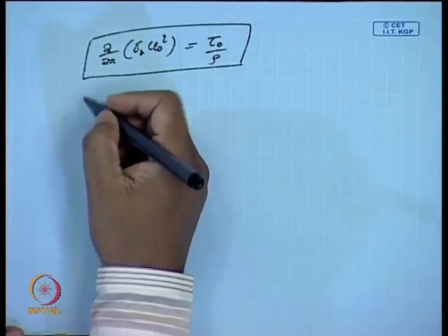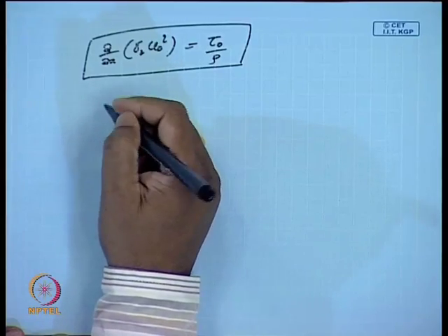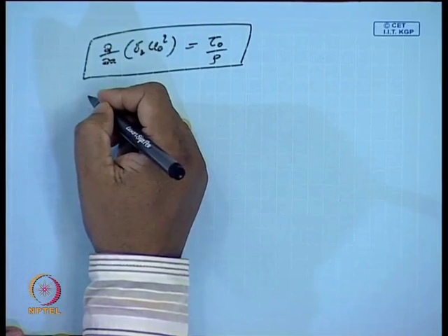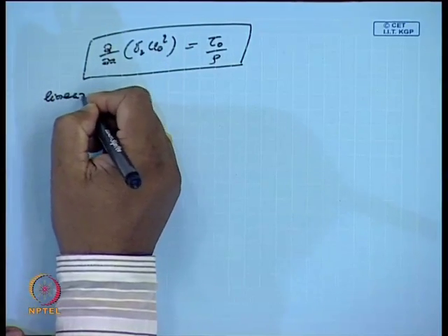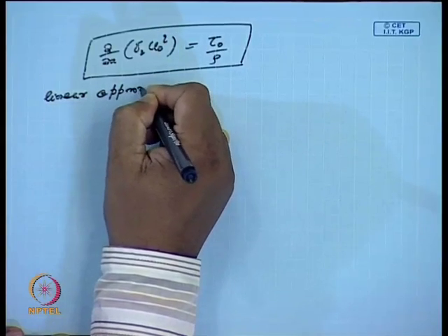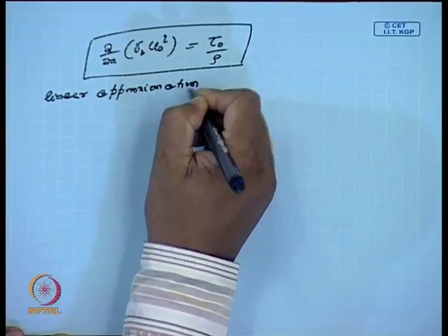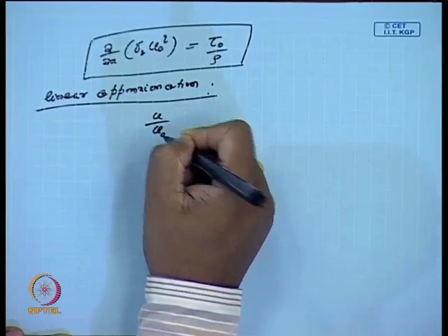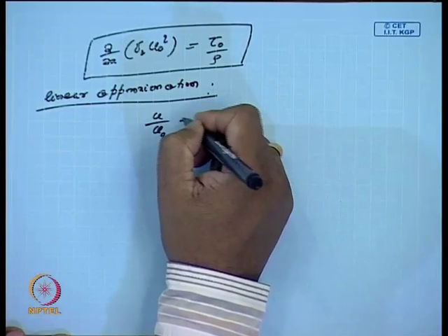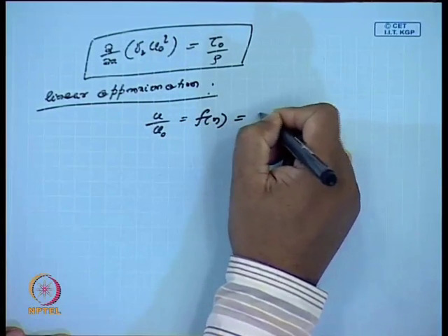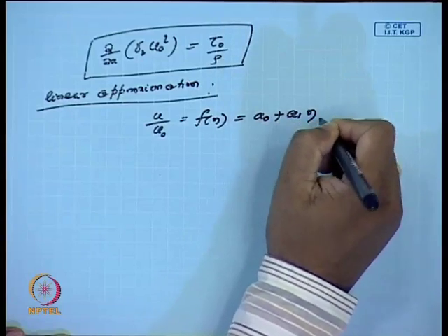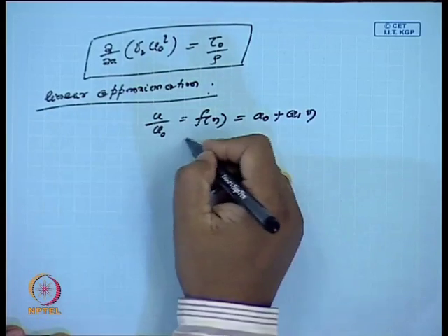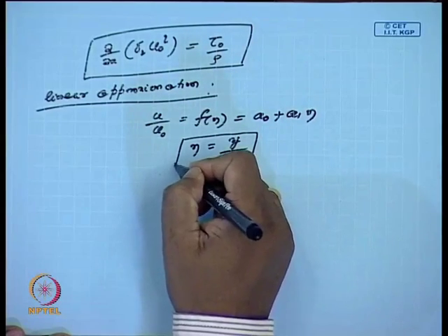And what are the boundary conditions? To deal with this, I will go for a linear approximation. In the linear approximation, I say that u by u0 is f of η, which is a0 plus a1 η, where η is nothing but y by δ. Delta is the boundary layer thickness, and it can be a function of x.